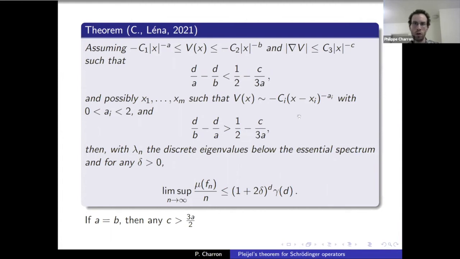So when you look at Coulomb potentials, or sums of Coulomb potentials, you have V of x, where a is equal to b is equal to 1, and c is equal to minus 2. So c is greater than 3 over 2, so that's great. And if you take any linear combinations of Coulomb potentials, you have a bunch of singularities of order 1, which is great. And then Pleijel's theorem holds really well. So that's the result.